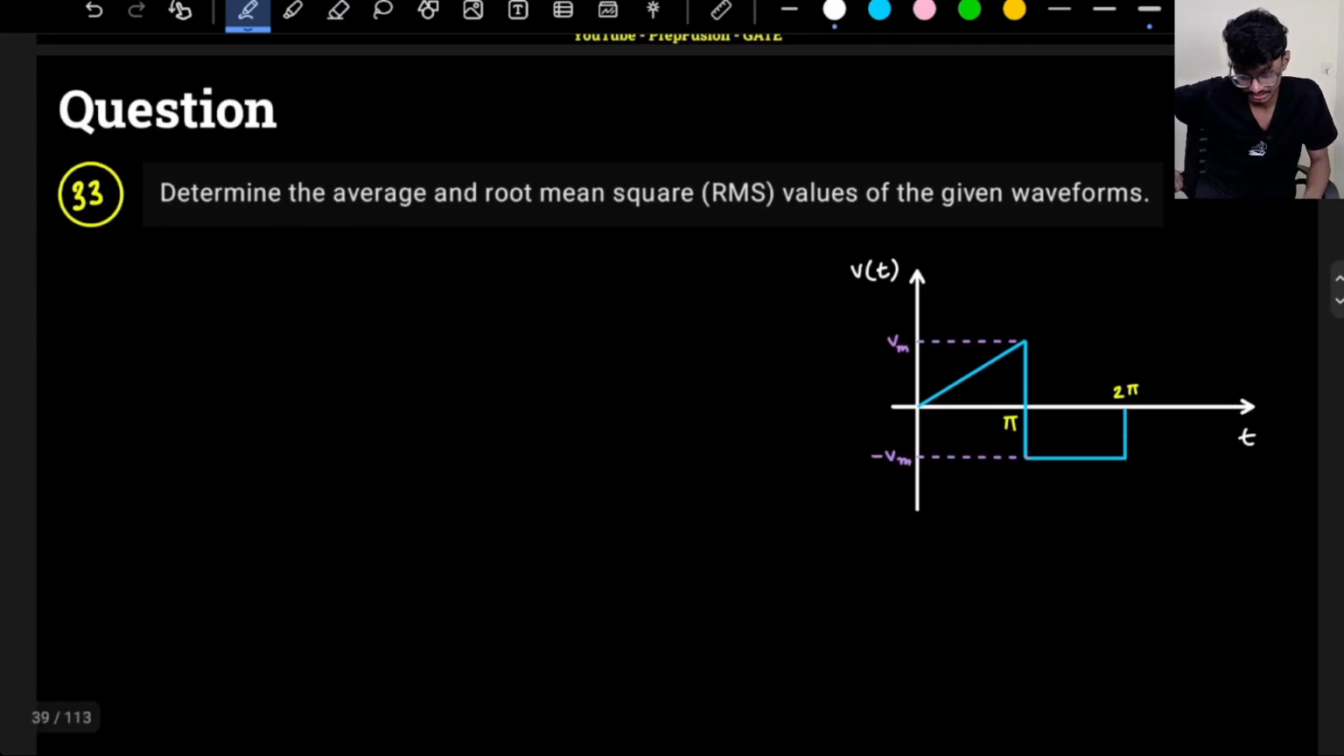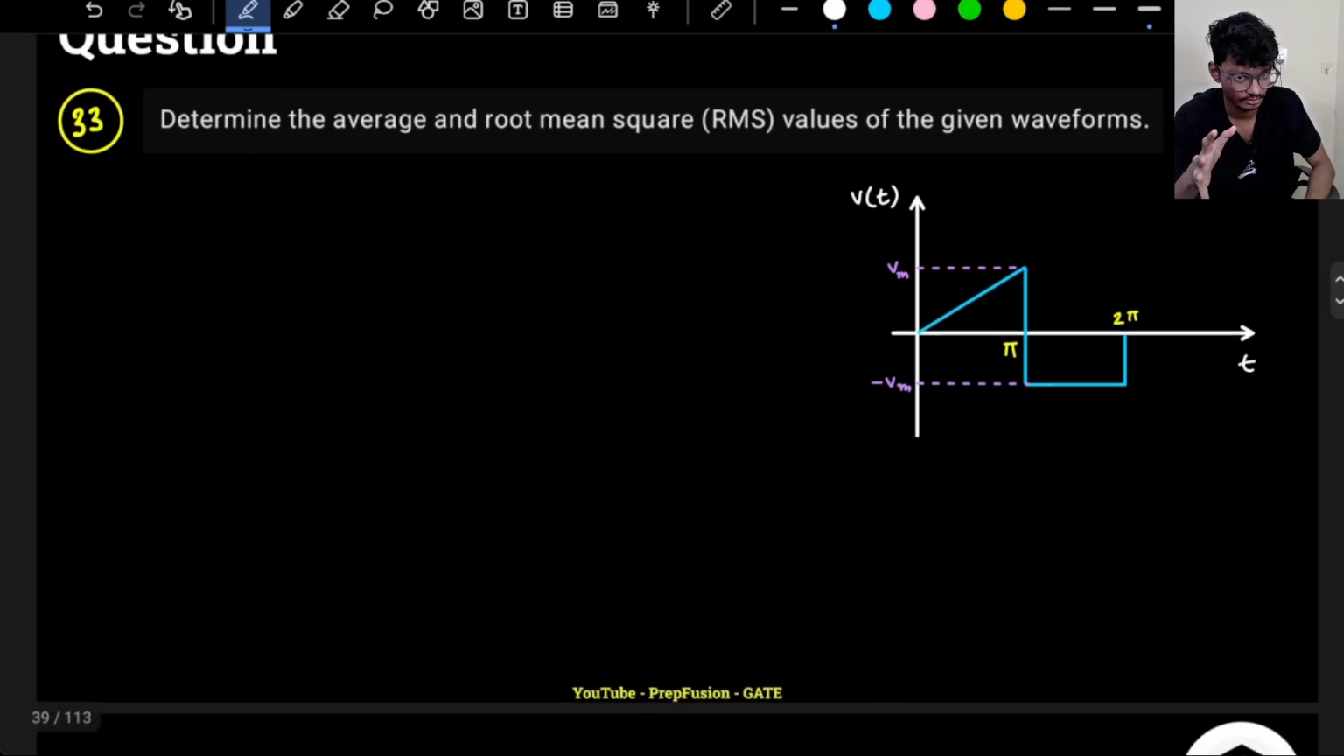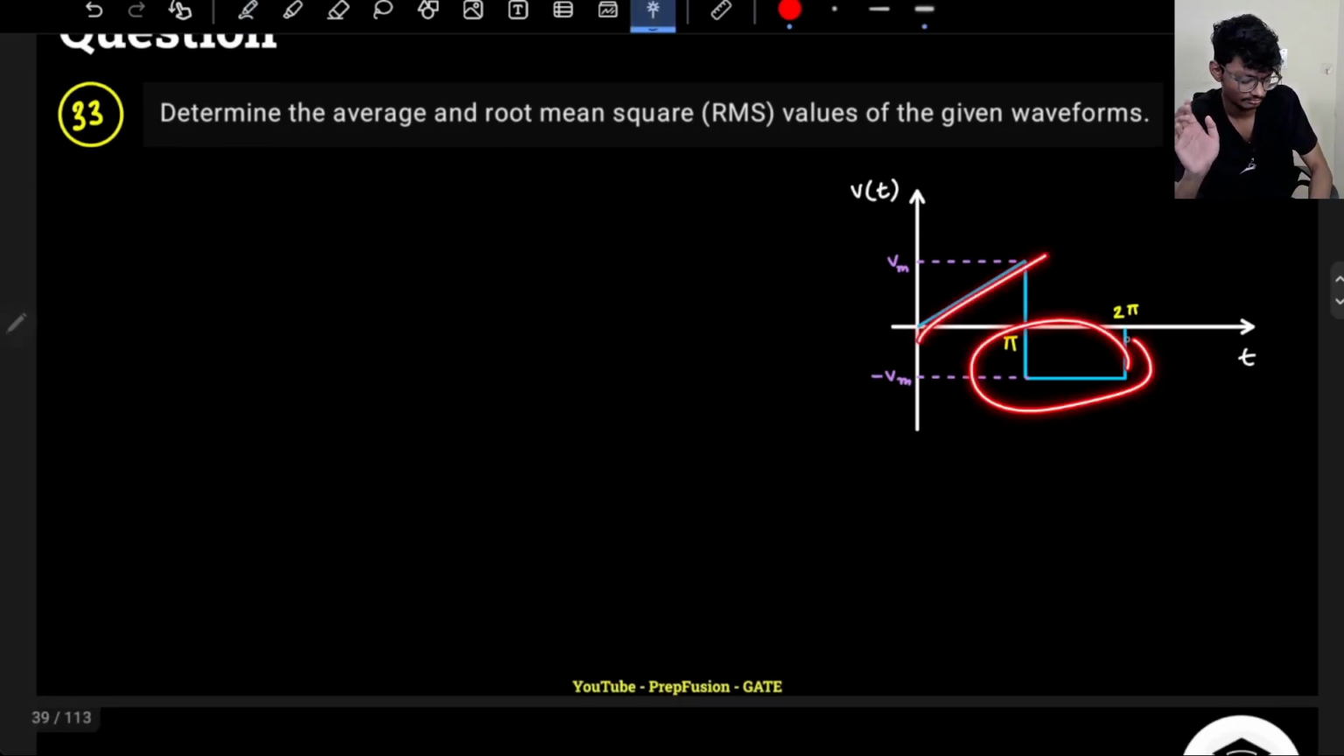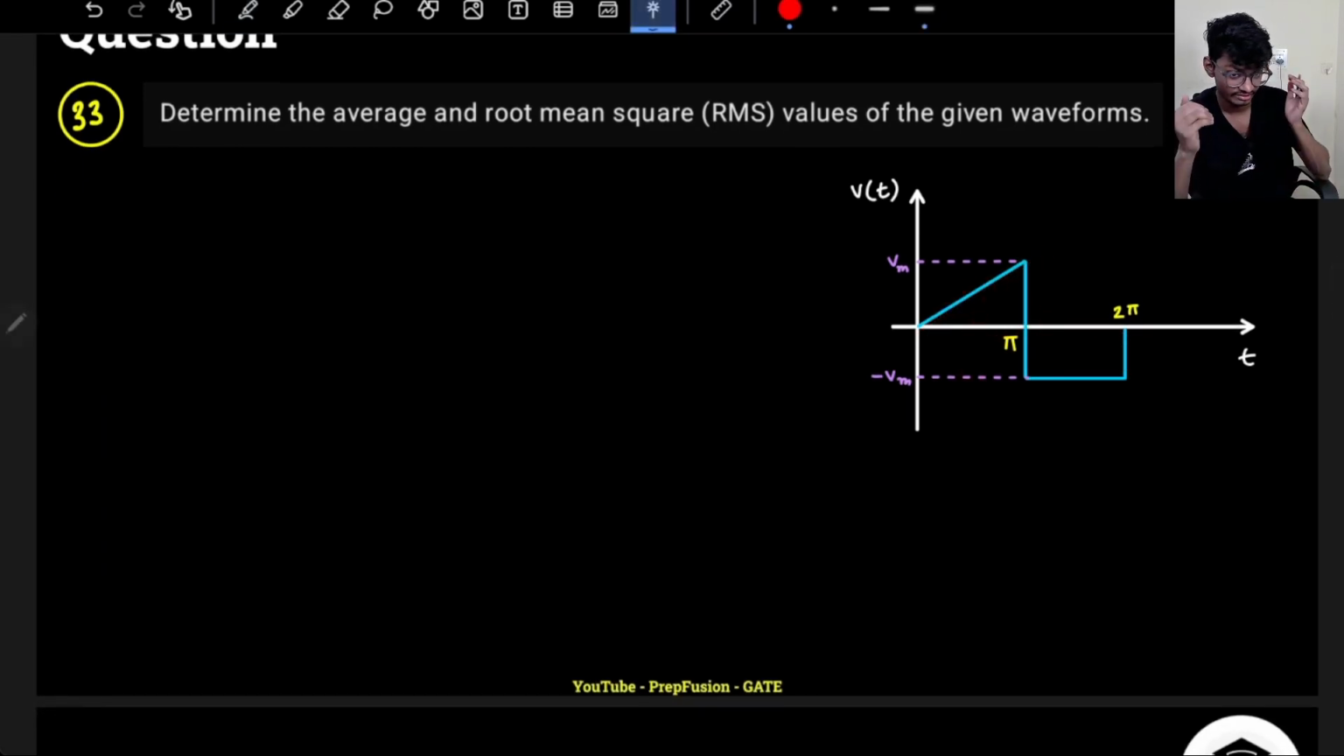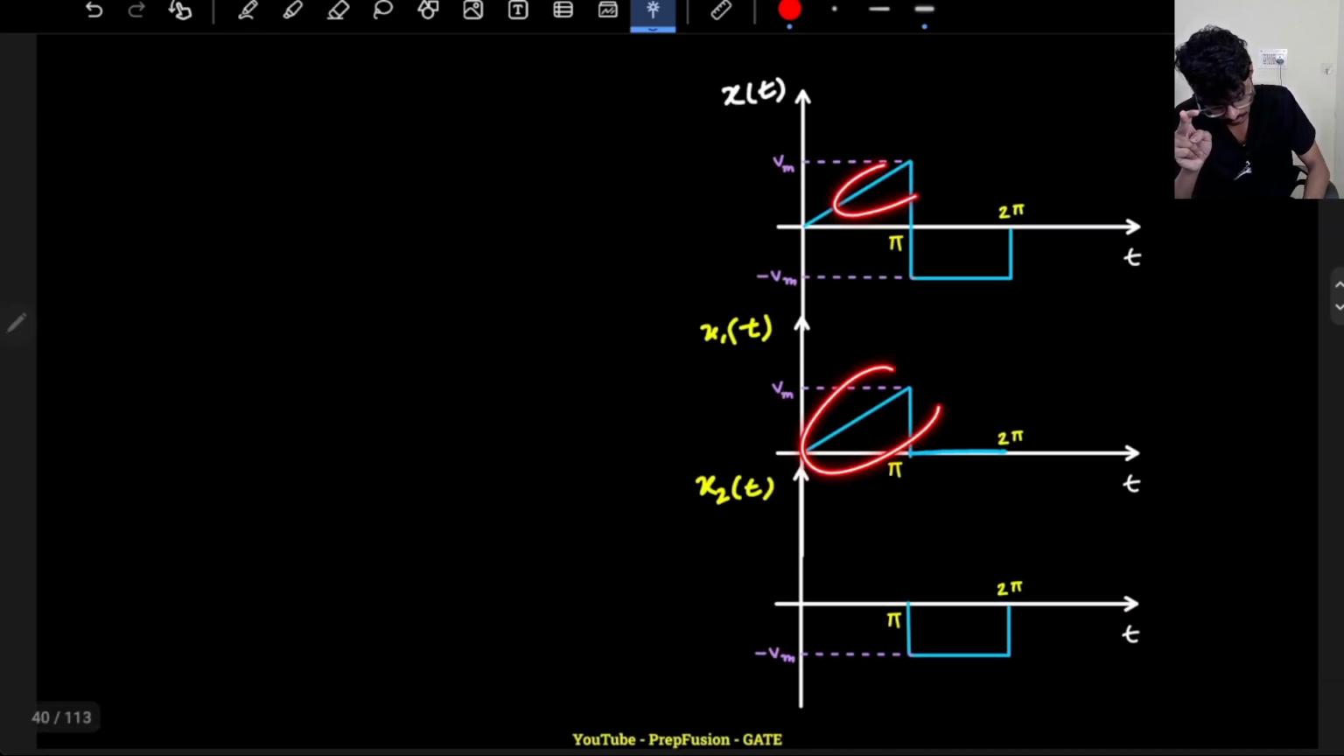So let's move on to the next interesting question. This is also a very interesting question, where you have to find the average and RMS value of a given waveform, which is not a standard waveform. I know the triangle, I know the square, but I don't know the average or RMS of the combined shape. So you will break this waveform down into two formats. One is the simple triangle, another one is the square. As I mentioned in the previous question, I will individually find the average and then add, because these are orthogonal. If these are orthogonal, I can do that.